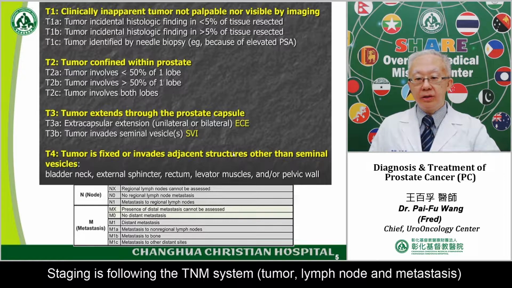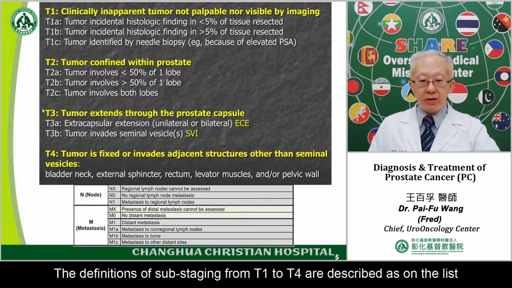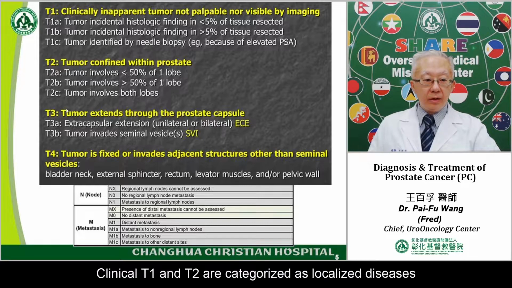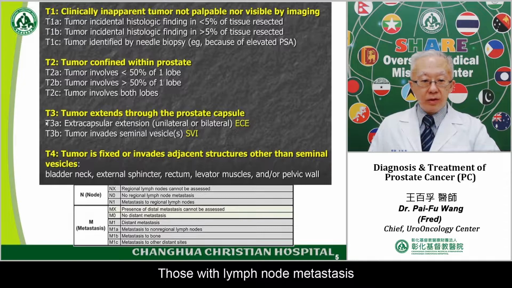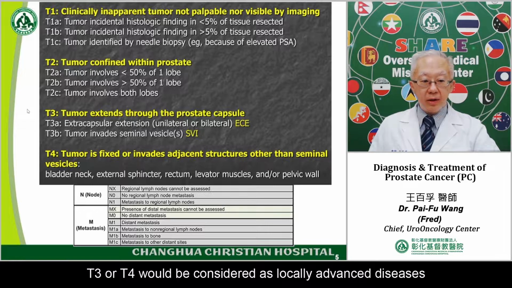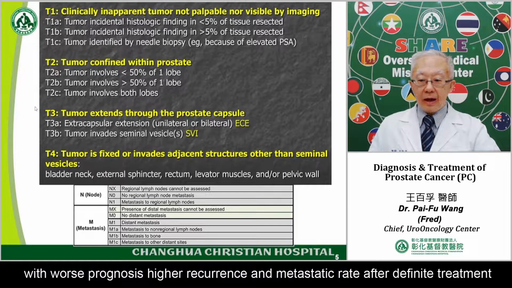Staging follows the TNM system: tumor, lymph node, and metastasis. The definition of substaging from T1 to T4 are described as on the list. Clinical T1 and T2 are categorized as localized diseases. Those with lymph node metastasis, T3 or T4, would be considered as locally advanced diseases with worse prognosis, higher recurrence, and metastatic rate after definite treatment.